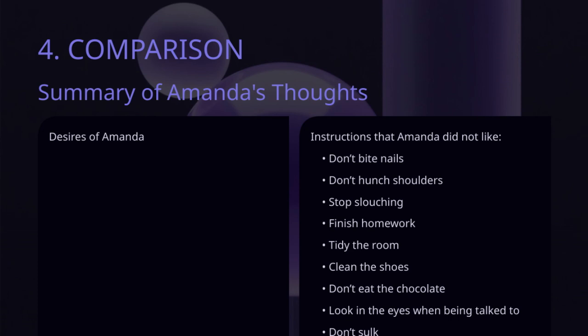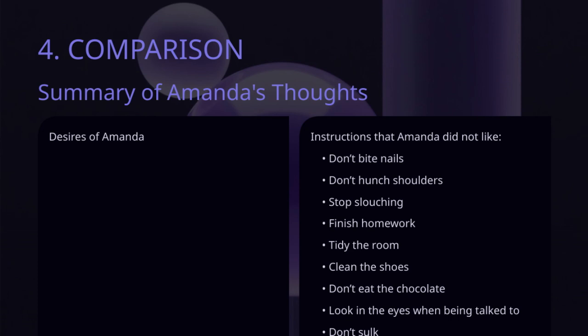Next, look in the eyes when being talked to. This is about showing respect and confidence in communication. And don't eat the chocolate. That's a symbol of resisting temptation or indulgence, much like becoming an orphan so she wouldn't have any guardian giving her strict instructions. Then we have keeping the shoes clean and tidying the room.